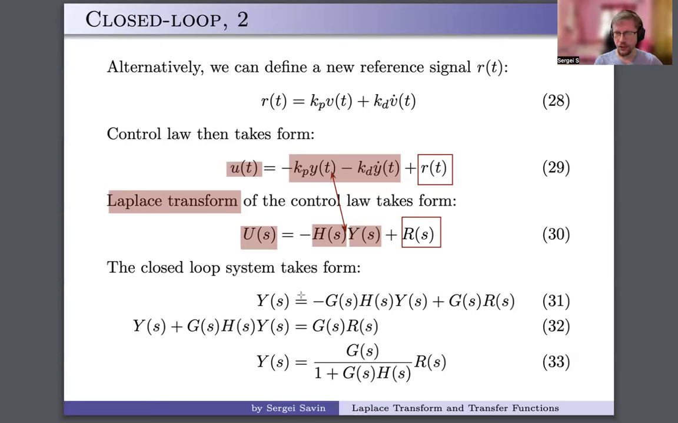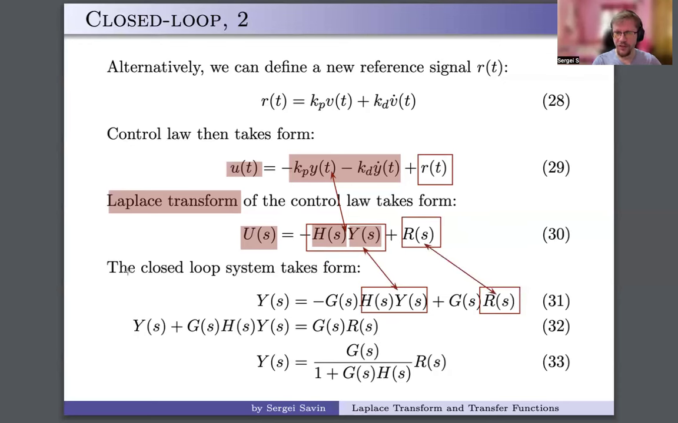And then closed loop looks like this. We substitute U of S into our system. What we get is this part, H times Y from here, with a minus sign of course, plus G times R, which is from here. I'll just show you the connections. So this comes from here. This comes from here. Okay.